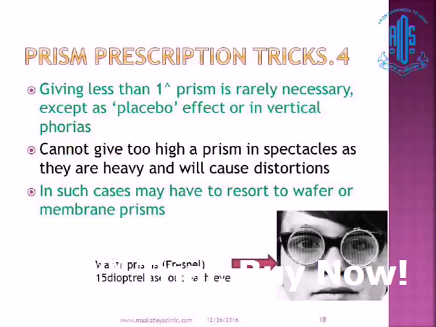If not, then you can correct the horizontal as well. Don't give anything less than 1 prism diopter. It's rarely necessary except as a placebo, and you cannot give too high a prism. If they are too high, like this patient who required 15 diopters, we give special prisms called Fresnel prisms, or they're called wafer prisms. I'm not discussing those in detail.